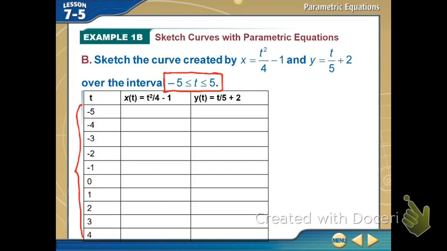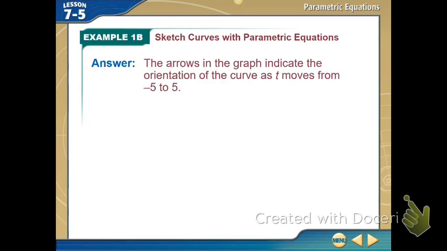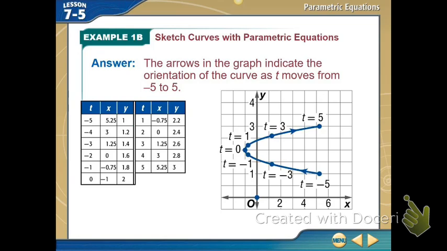So again, starting with -5, this would be 25/4 minus 1. And this would be -5/5 plus 2. So this ordered pair is going to end up being 21/4 and 1. Continuing to solve for x and y at each value of t yields the following table. So again, each one of these values of x and y is an ordered pair that I'm going to plot on my graph.